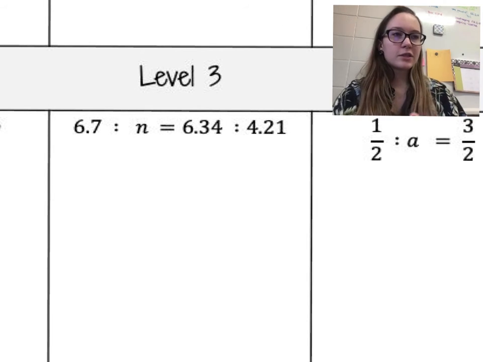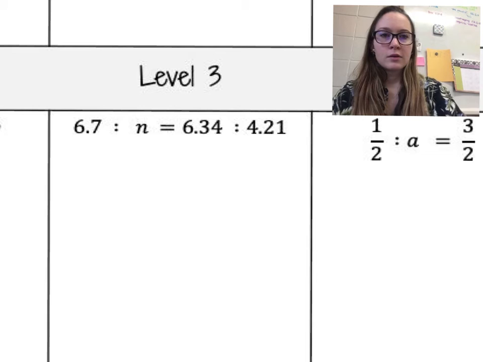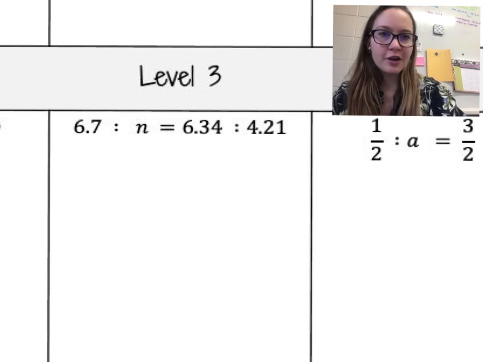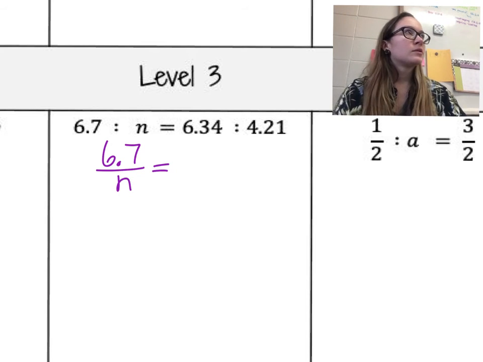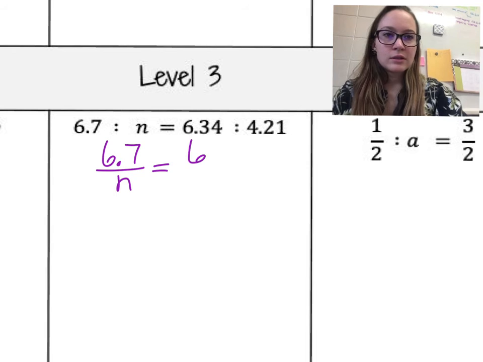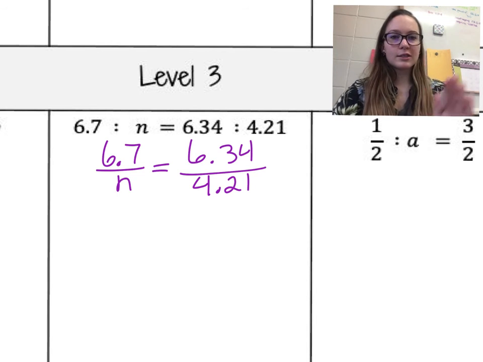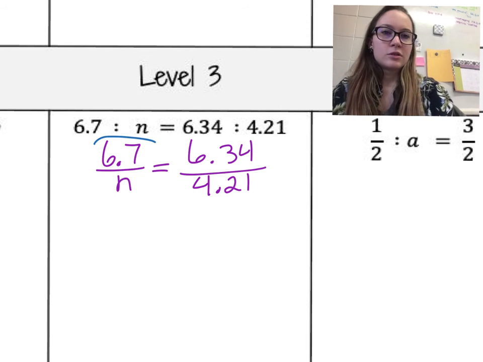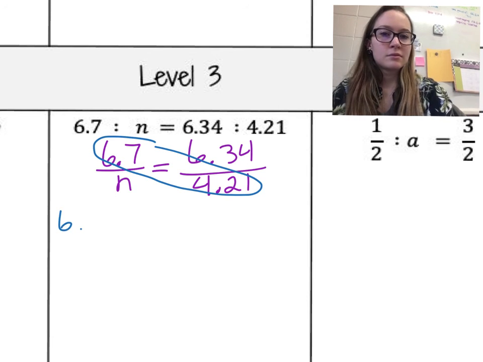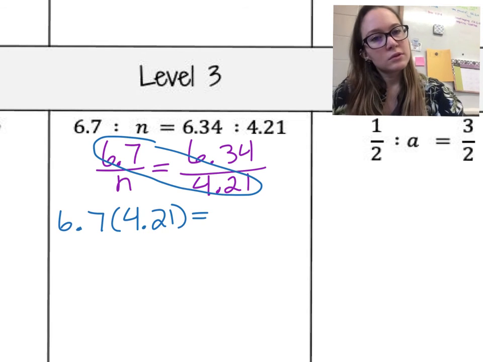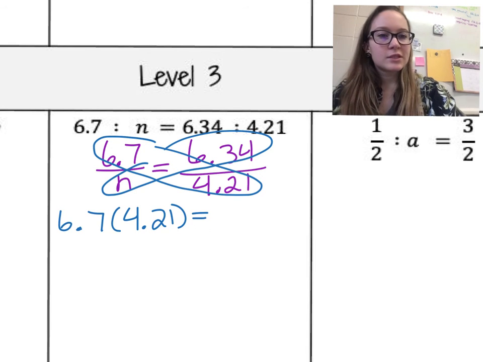Okay, so I want to solve for n so that my ratios are proportional. So I'm going to take that first ratio and put it as a fraction. So 6.7 over n equals my second ratio as a fraction, 6.34 over 4.21. Okay, so now I'm going to cross multiply and then solve. So we're going to take 6.7 times 4.21 and then n times 6.34.